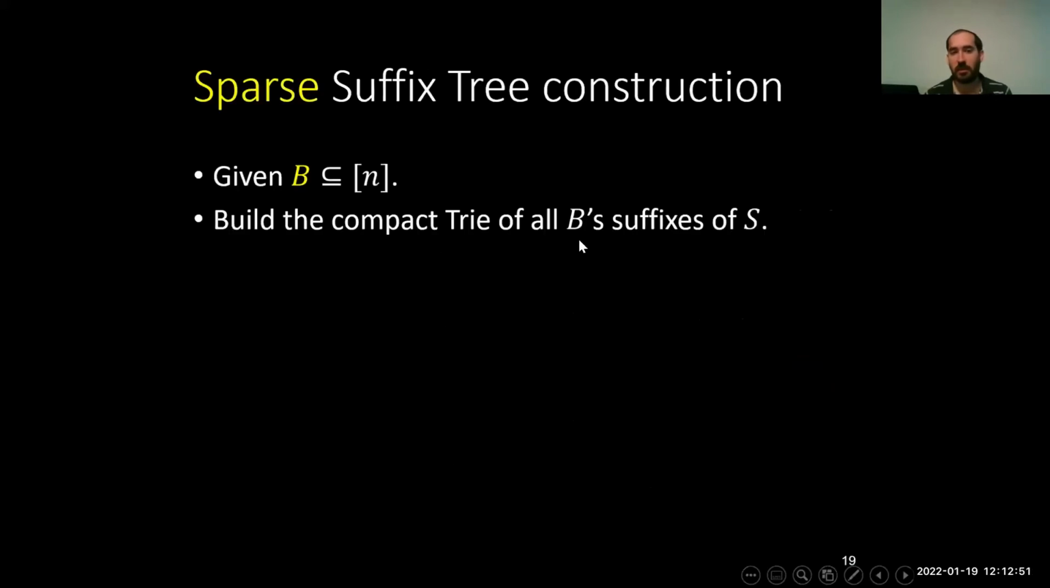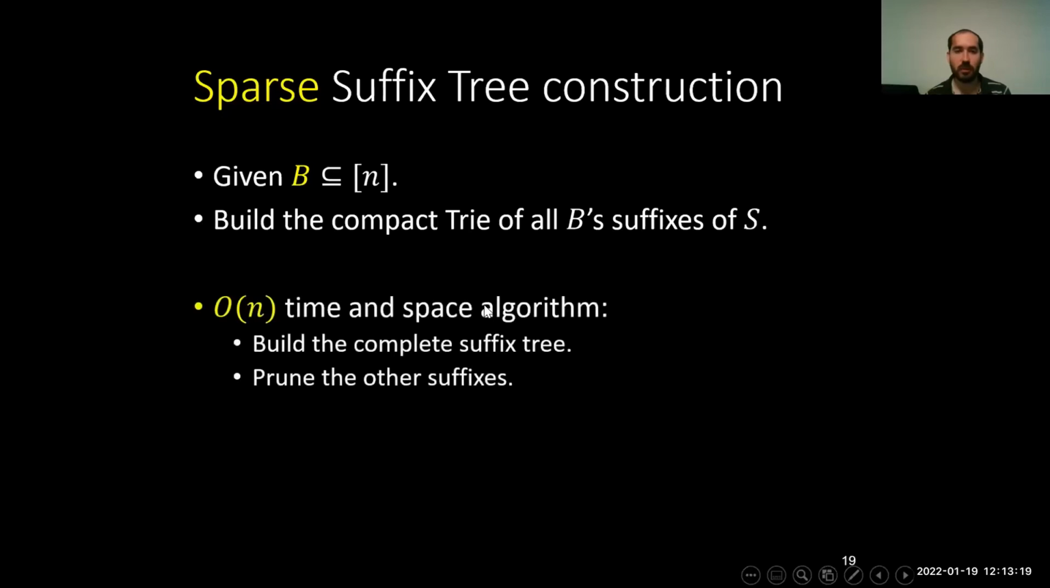The other problem that we show how to solve, the two problems are closely related, is a generalization of the suffix tree construction problem. In suffix tree construction we are given a string and have to build the compact trie of all its suffixes. In this version we are given also a subset of the suffixes, a subset B of positions, and we have to build the suffix tree just of the suffixes in the set B.